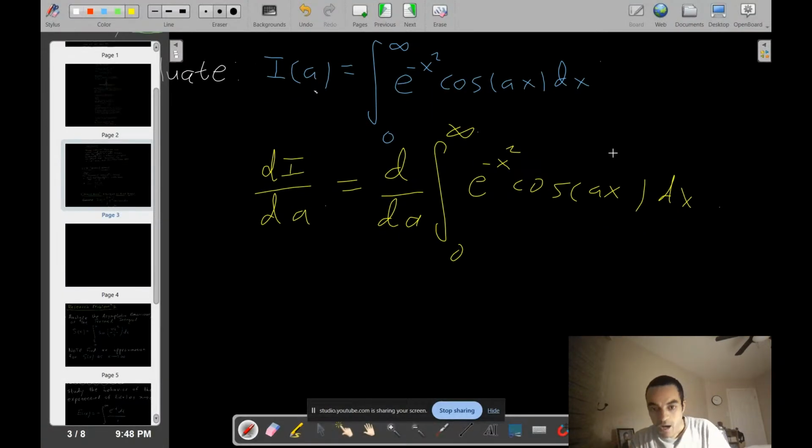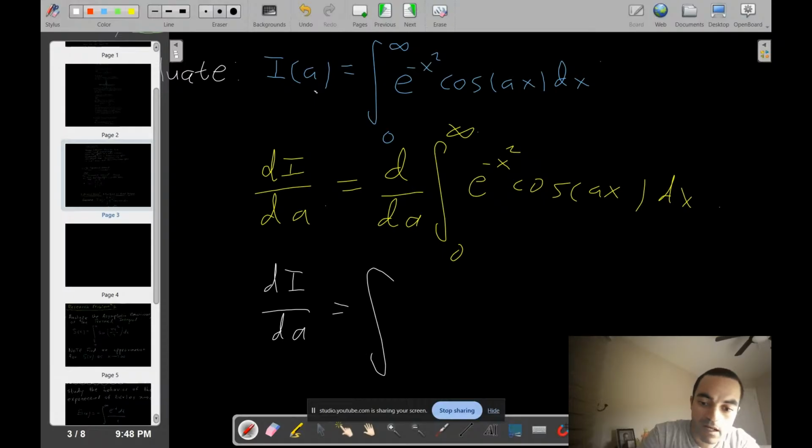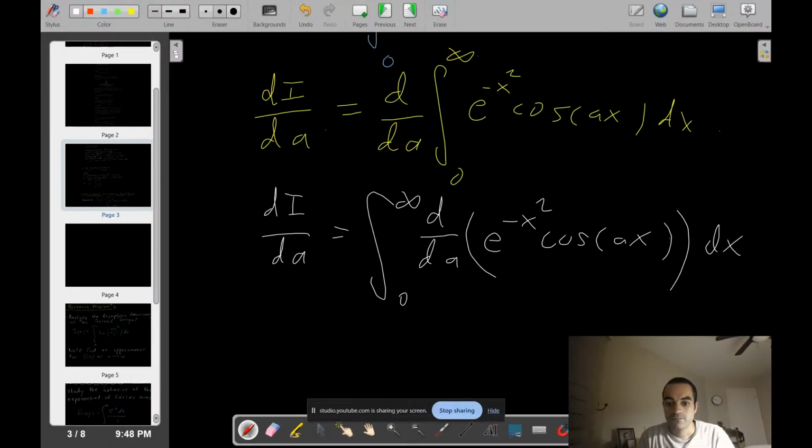Now, from this point on, once we differentiate both sides, I can move my differential operator inside the integral. You should all know that, right? So dI/da is equal to the integral from 0 to infinity of d by da, parentheses, e to the negative x squared times cosine of ax, parentheses, with respect to x, if that makes sense.